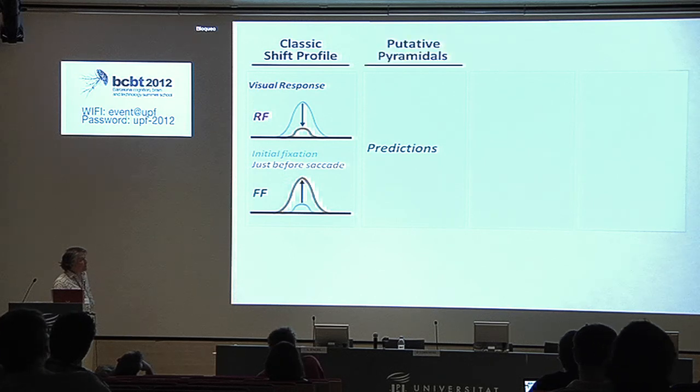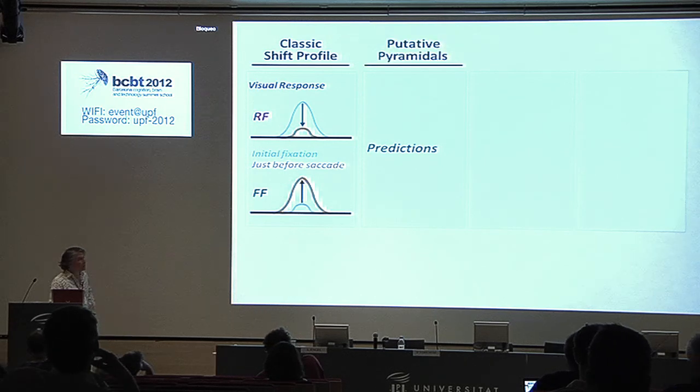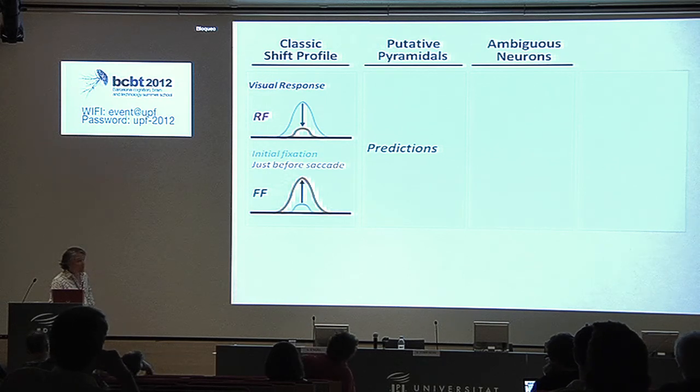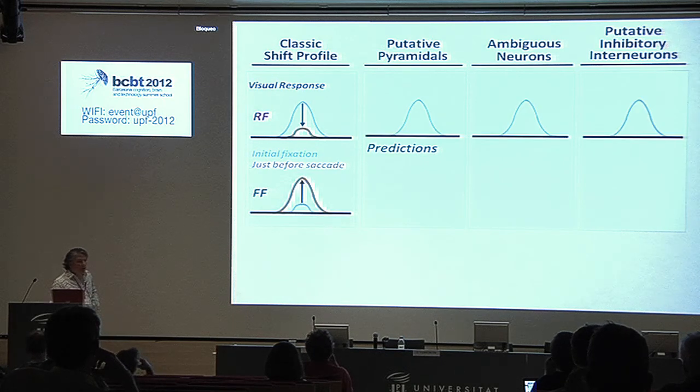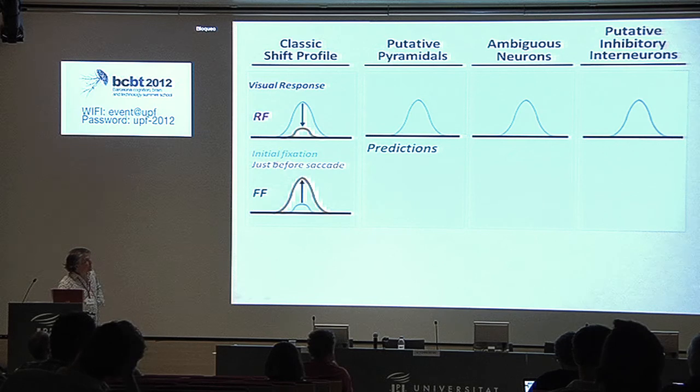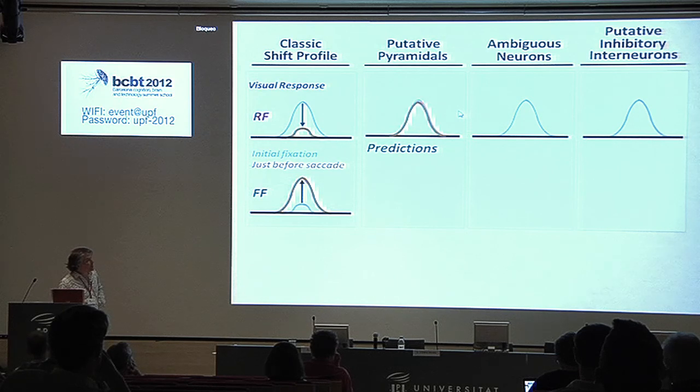So our predictions were that we can compare the predictions for the putative pyramidals, the excitatory neurons, with the ambiguous neurons and the inhibitory interneurons. We know all of them, actually 100% of them, had visual responses. So they all have a receptive field response long before the saccade during initial fixation. That's a given. Our prediction was that excitatory neurons at the receptive field should not have their activity altered just before a saccade. We don't really know about ambiguous neurons, but let's say they're not altered either. But for the inhibitory neurons, their activity should go up.